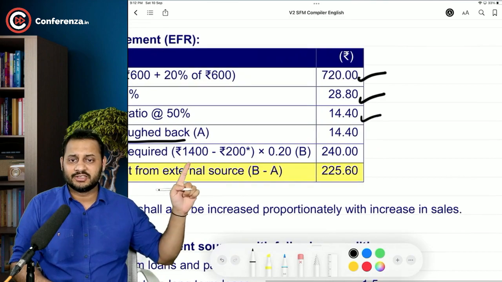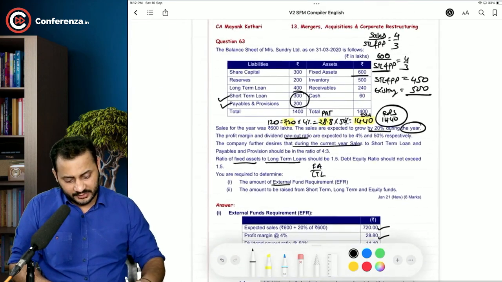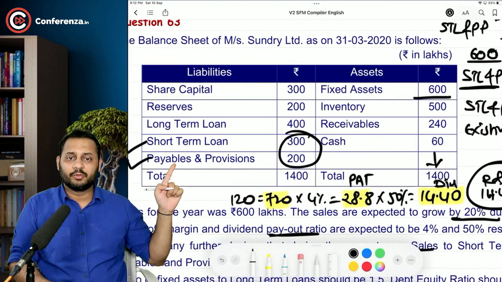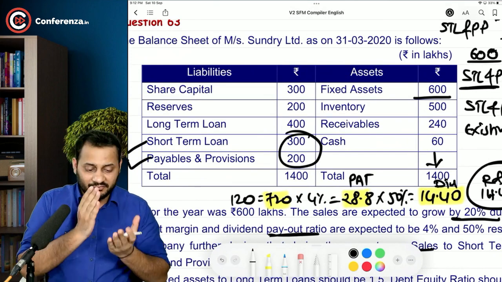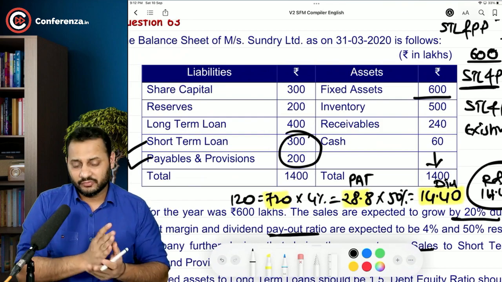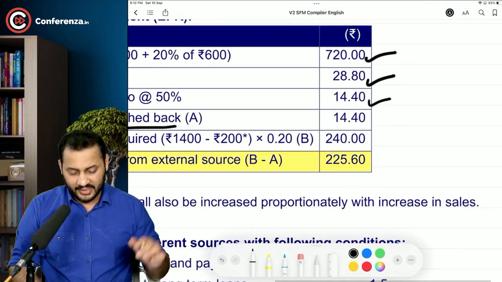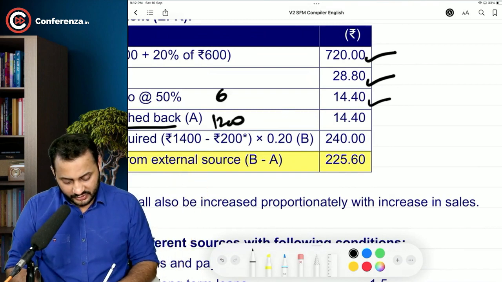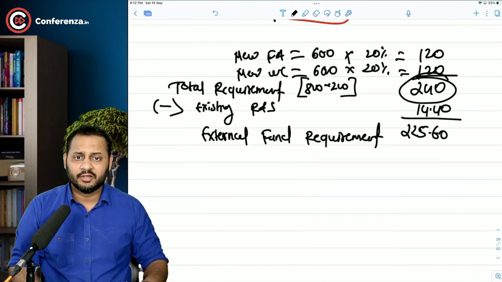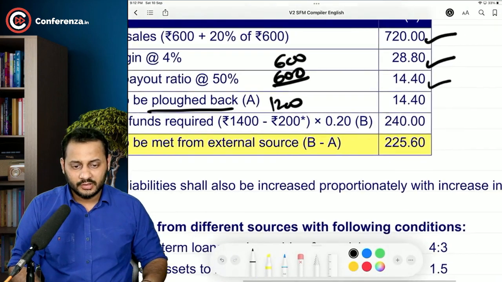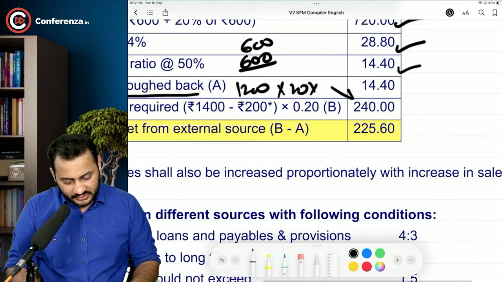They have taken the total assets of 1400 minus 200. Try to understand. The total of the asset side is 1400 minus payables and provisions of 200. It means the fixed assets and the working capital. The net of the fixed assets and working capital is 1400 minus 200, that is 1200, into 20%. This 1200 includes 600 of fixed assets and 600 of working capital. That's what we have written here. The fixed assets and the working capital, 600 and 600. Okay. So 1200 into 20% is the total required.